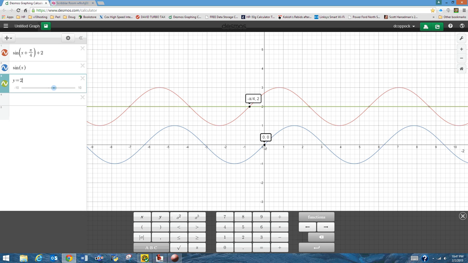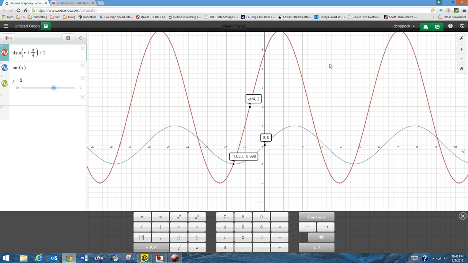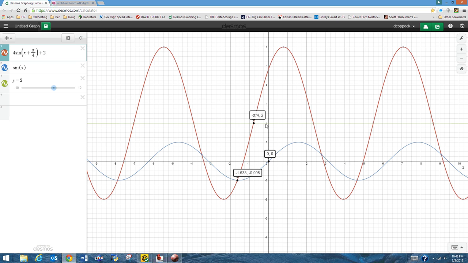So this point at 0, 0 had its midline shifted up 2, but now there's the phase shift. And then the only other thing that happened was we put a 4 in front of this, and that's what shot it up to 4 units above the midline and 4 units below the midline.